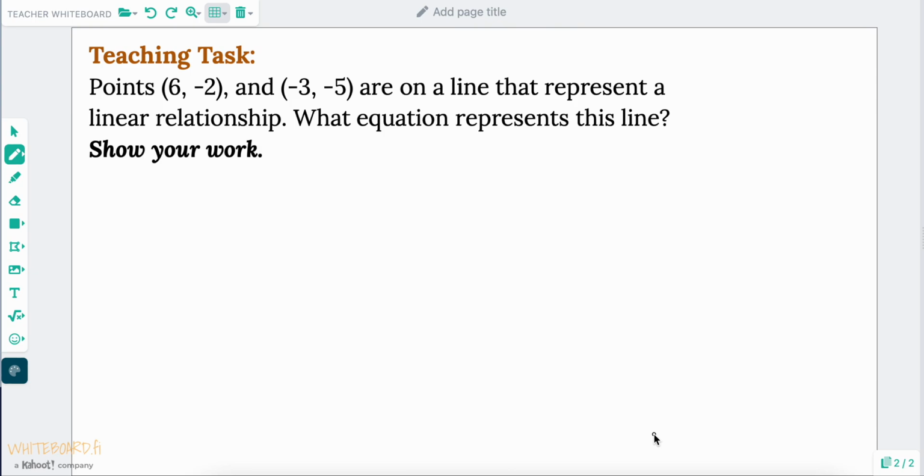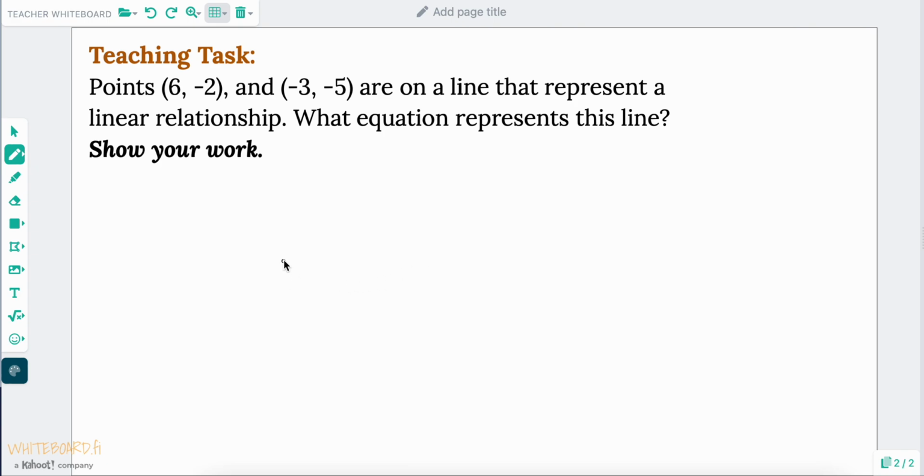Now, you could derive the coordinates from a graph, but right now in this problem, they are presented to us in the problem itself. So it says here, points 6, -2 and -3, -5 are on a line that represents a linear relationship. What equation represents this line? And then you're asked to show your work.